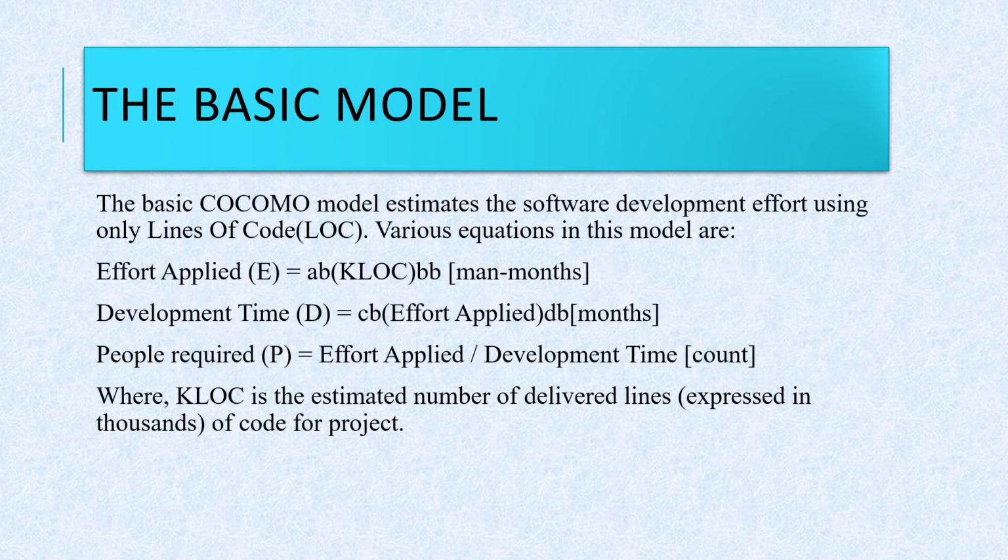The basic model. The basic COCOMO model estimates the software development effort using only lines of code. There are various equations in this model, which are effort applied, development time, and people required. People required is equal to effort applied divided by development time, where KLOC is the estimated number of delivered lines of code expressed in thousands per project.